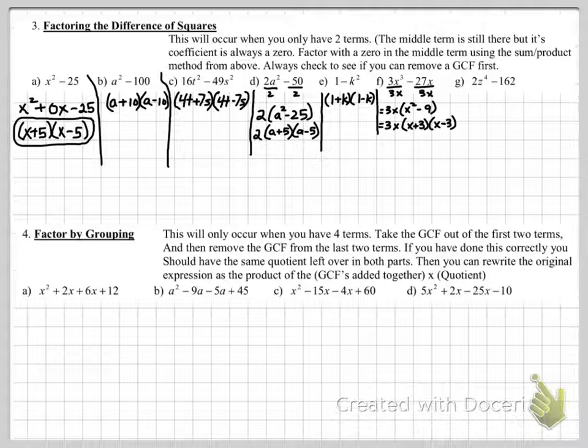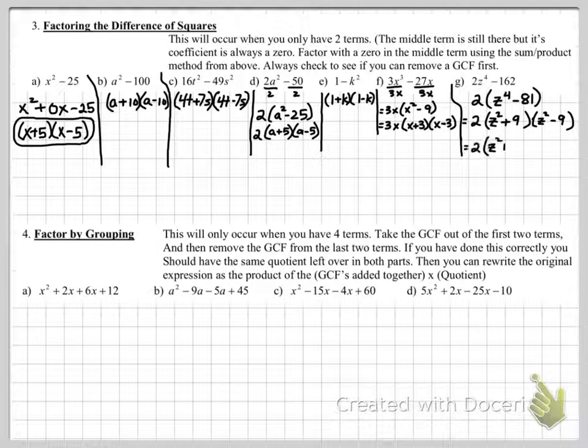In the last one, something a little different here again. This time I can factor out a 2. That leaves me with z to the fourth minus 81. Now I can find the square root of both of these terms, so I can write this as 2 times z squared plus 9 times z squared minus 9. However, notice that z squared minus 9 is again by itself a difference of squares. So I can further factor this, and that tells me that I'm going to get 2 times z squared plus 9 times z plus 3 times z minus 3.